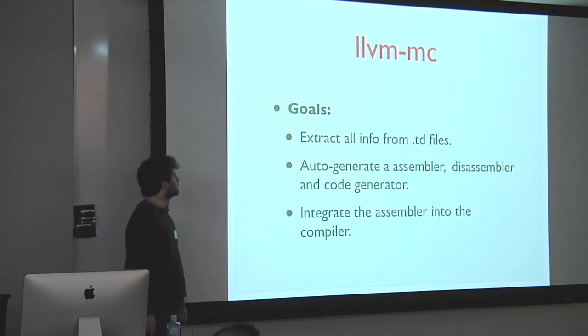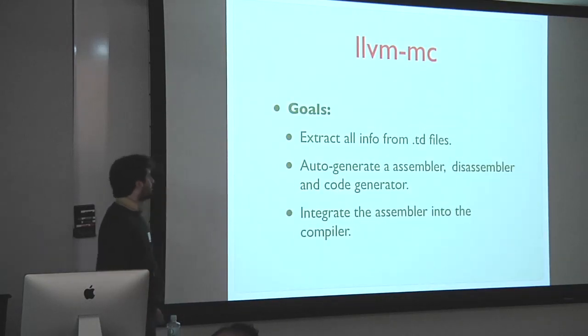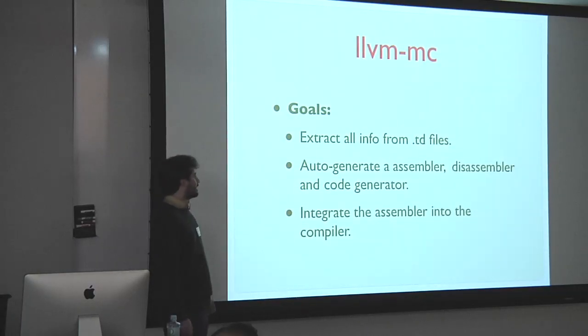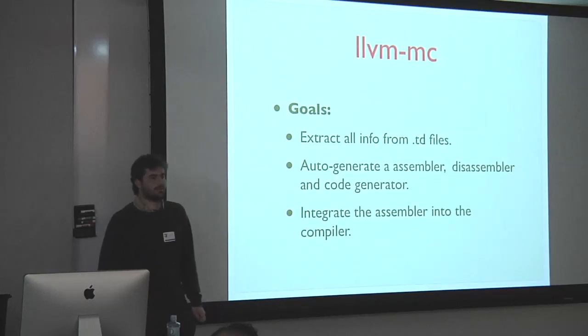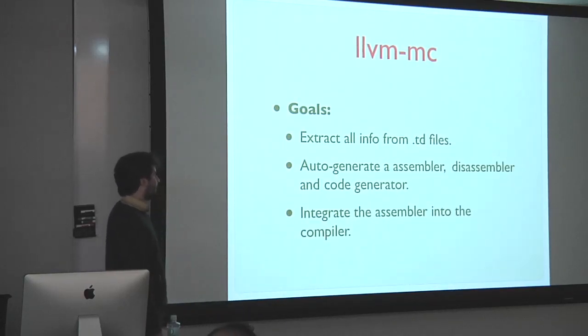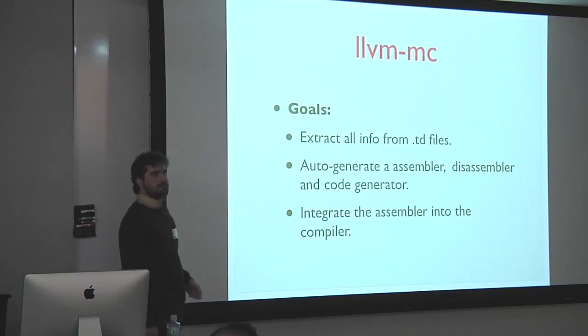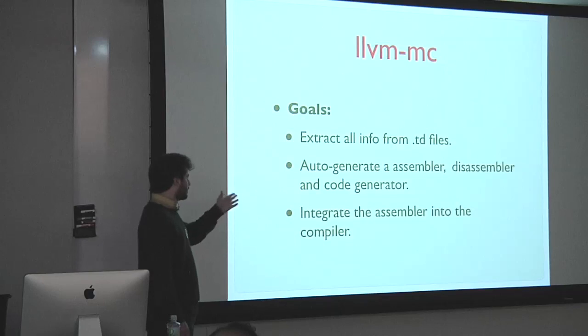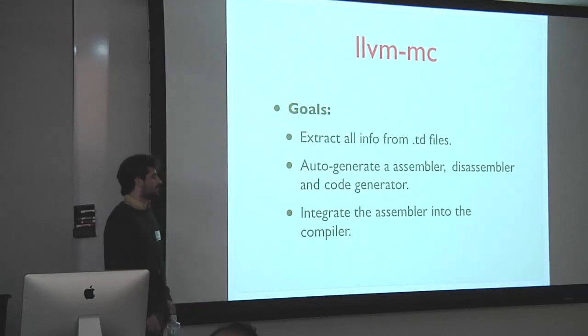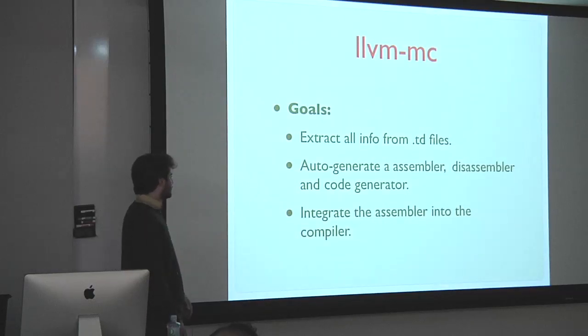For these, our goal with the LLVM-mc is to auto-generate everything. That means we want to extract all information from the TD files, and with that, we want to be able to auto-generate the assembler, the assembly parser, the code generator, and everything here. Actually, in the future, the assembly printer stuff. And we want to integrate the assembler into the compiler so we can have that path I showed in the beginning.